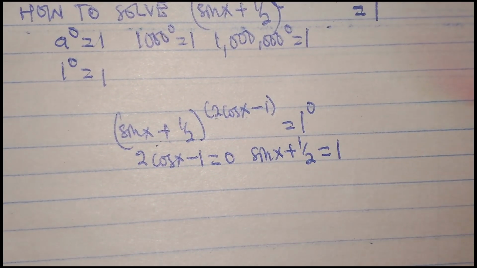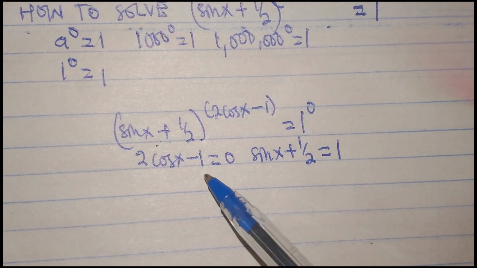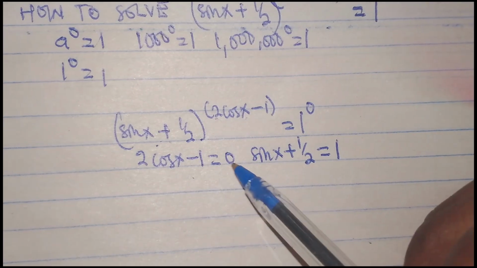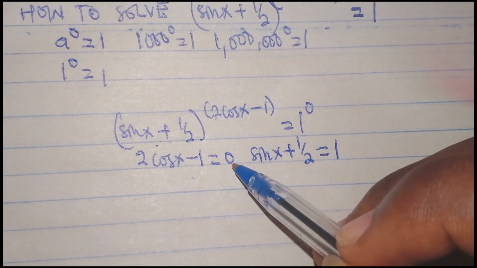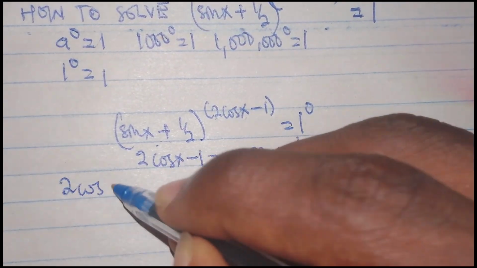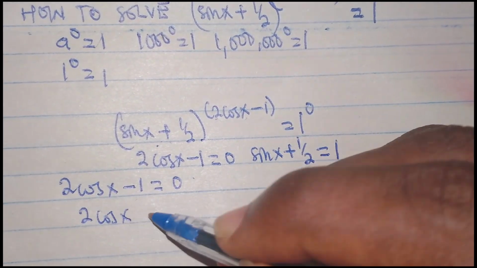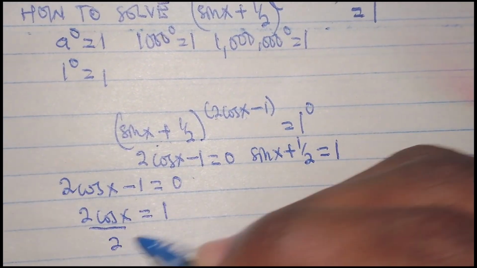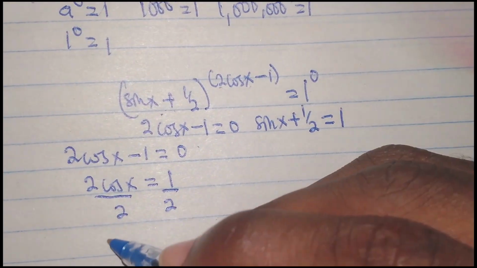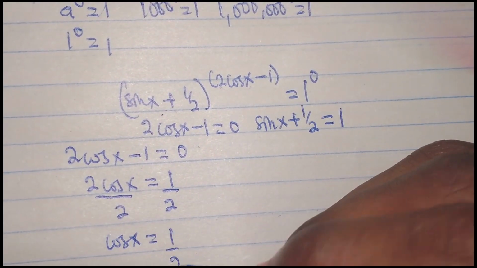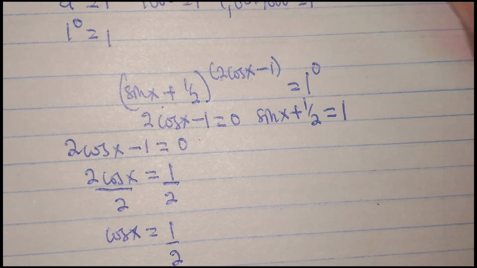Now we are going to solve them. With the first one, we are dealing with 2 cos x − 1 is equal to 0. So 2 cos x is equal to 1. Divide both sides by 2, and we get cos x is equal to 1/2.